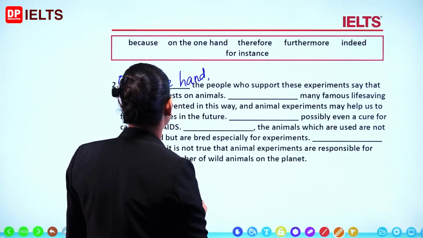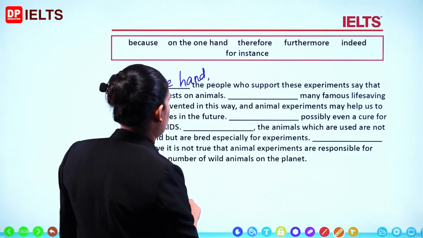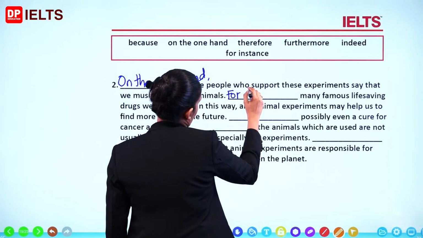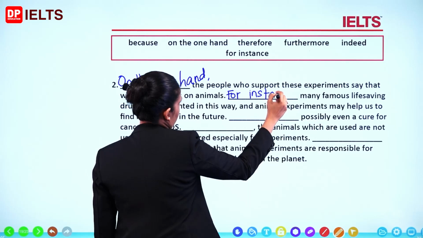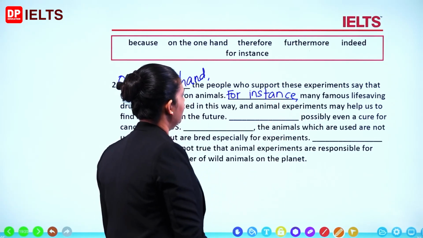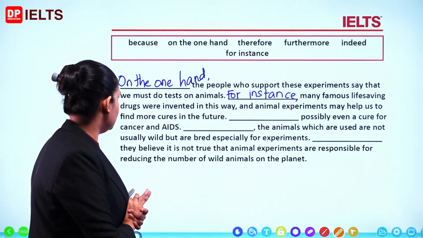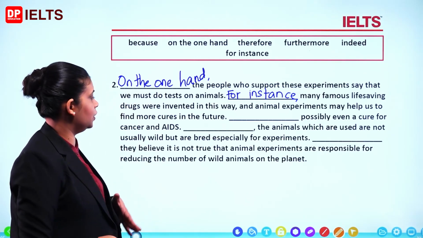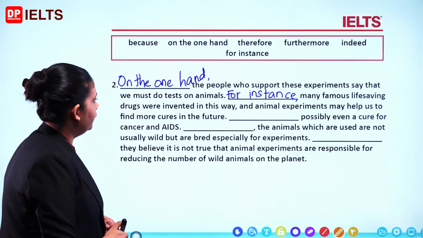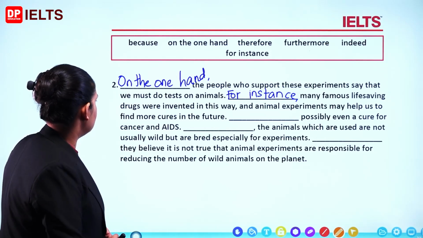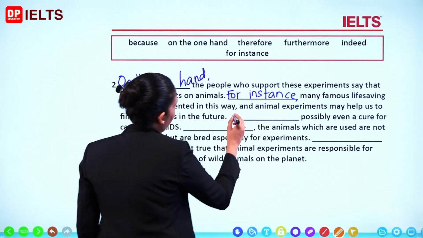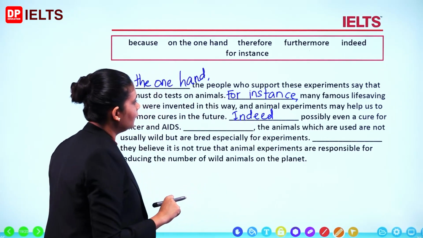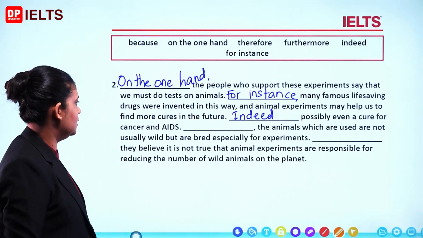Many famous life-saving drugs. Okay, for instance, many famous life-saving drugs were invented in this way, and animal experiments may help us to find more cures in the future. Indeed, possibly even a cure for cancer and AIDS.